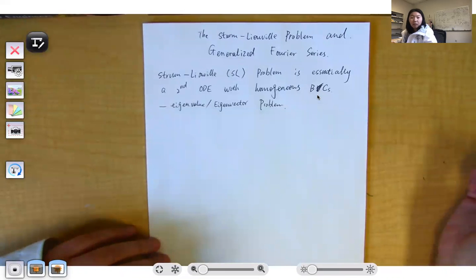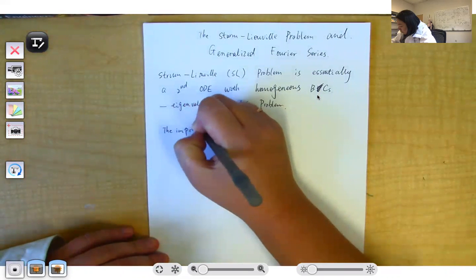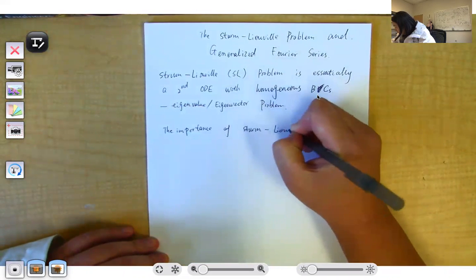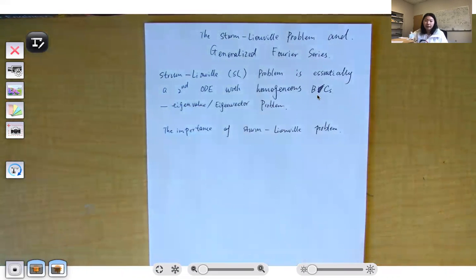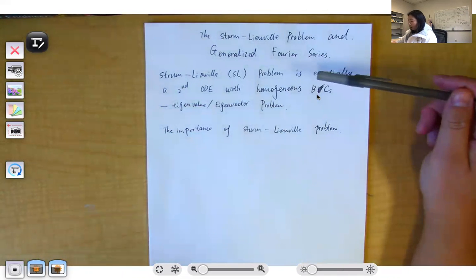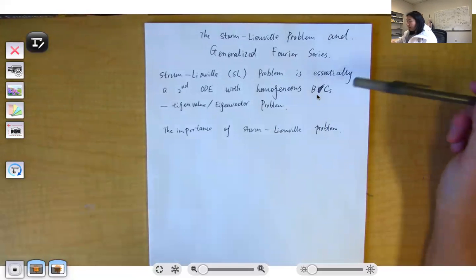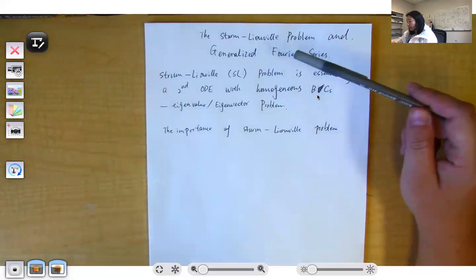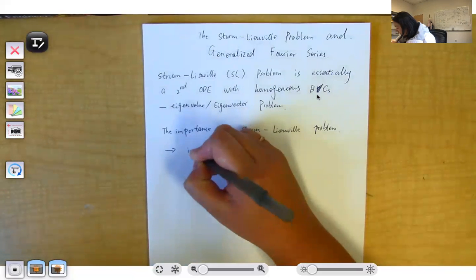And what is the importance of the Sturm-Liouville problem? Because the solution is an eigenvector problem, the solutions of this Sturm-Liouville problem are always orthogonal, and we will talk about the orthogonal properties later as well. That's why it's very important, because the solution format is orthogonal, so it's very important for our general Fourier series.